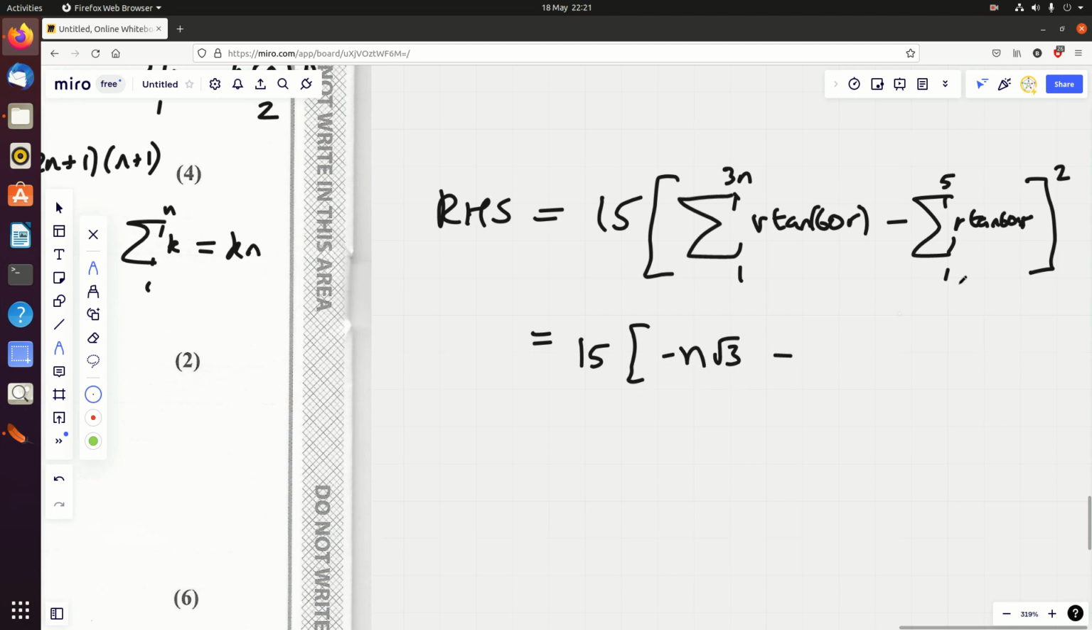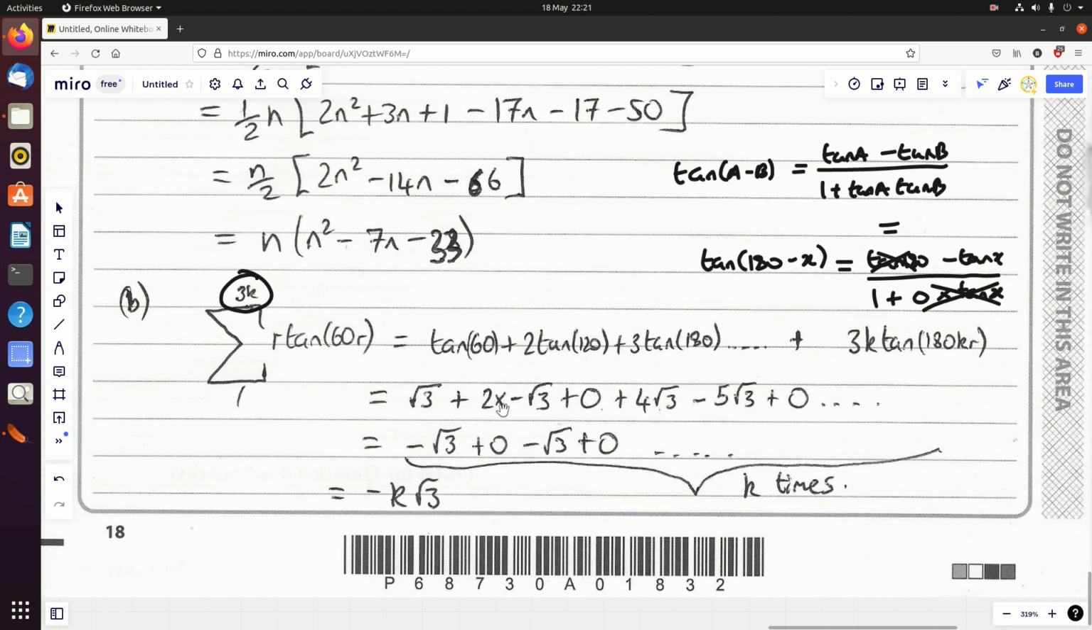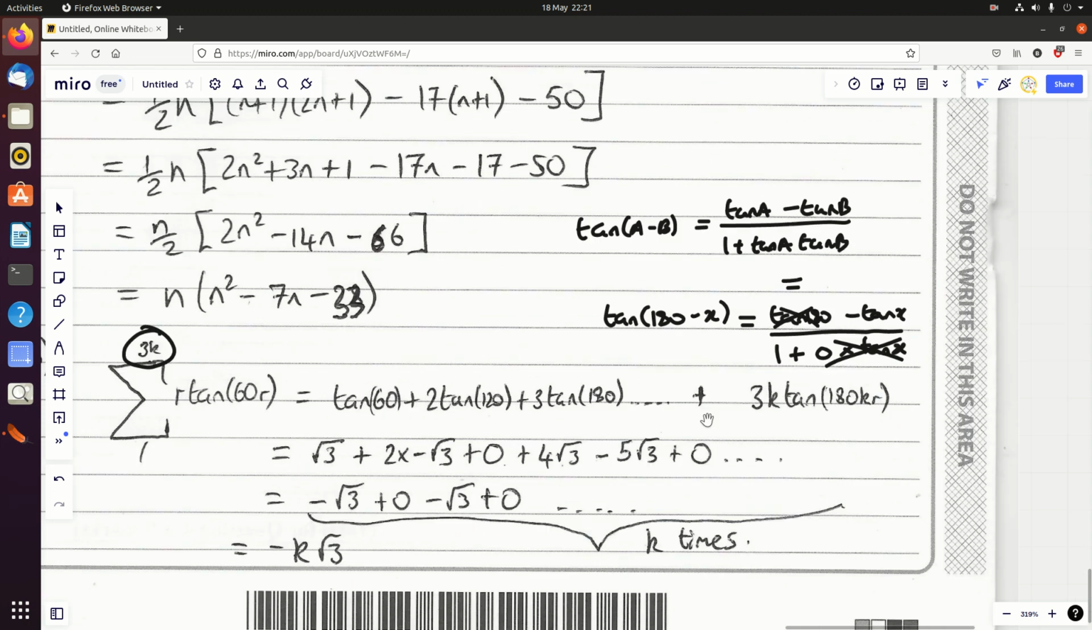Cool. And then this is just the first 5 terms. Well, didn't I write out the first 5 terms of this? I'm sure I had it down here, didn't I? 1, 2, 3, 4, 5. So I've just got to add up these first 5 terms, and this comes to minus 2 root 3.